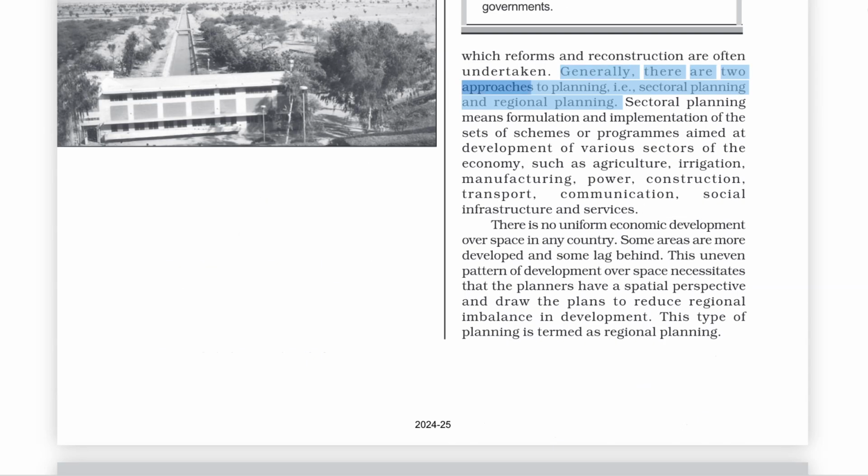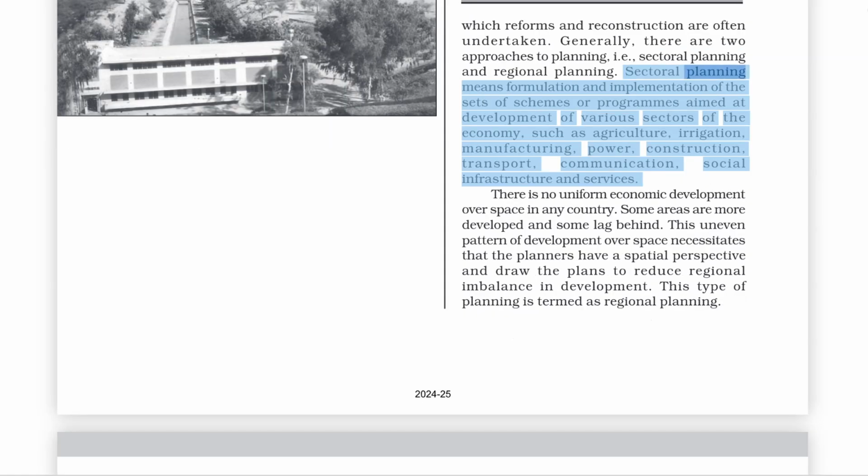Generally, there are two approaches to planning, i.e., sectoral planning and regional planning. Sectoral planning means formulation and implementation of the sets of schemes or programs aimed at development of various sectors of the economy such as agriculture, irrigation, manufacturing, power, construction, transport, communication, social infrastructure, and services.